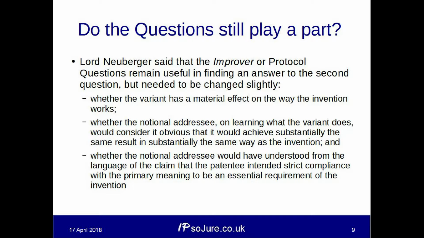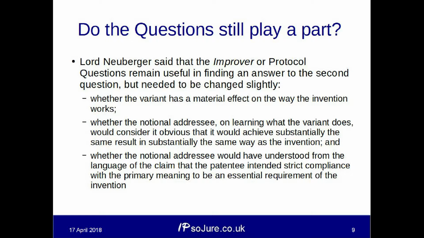So here, does using a potassium salt instead of a sodium salt have a material effect on the way the invention works? No. Would the notional addressee, this is the hypothetical skilled person, on learning what the variant does, consider it obvious that it would achieve substantially the same result in substantially the same way as the invention? Would it be obvious that potassium would work just as well as sodium? And finally, would that same skilled person have understood from the language of the claim that when the patentee said sodium, that was an essential requirement of the invention?